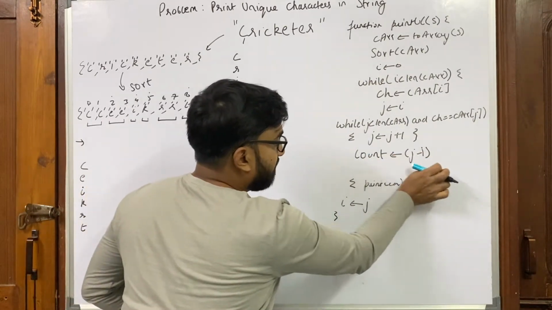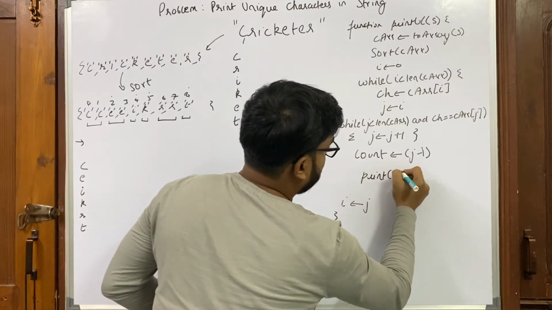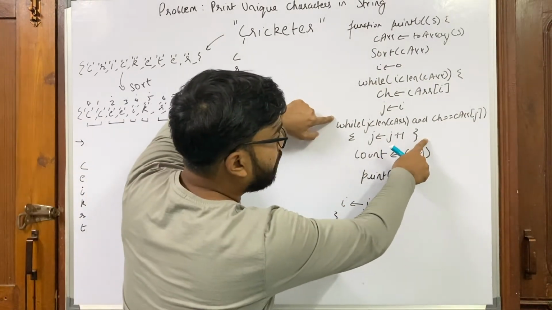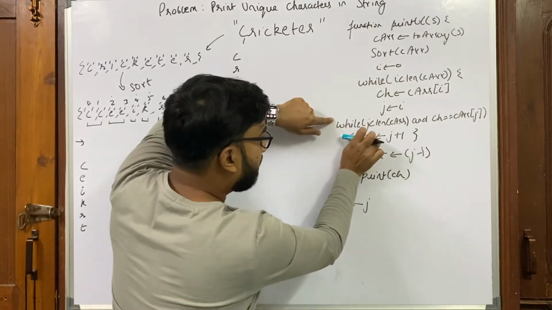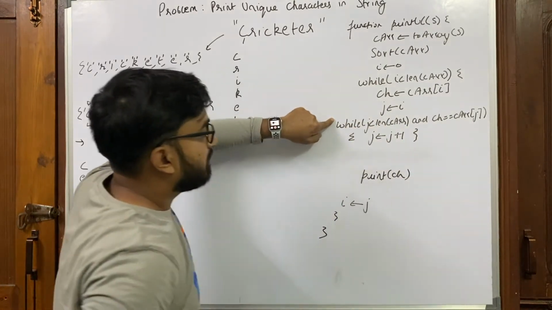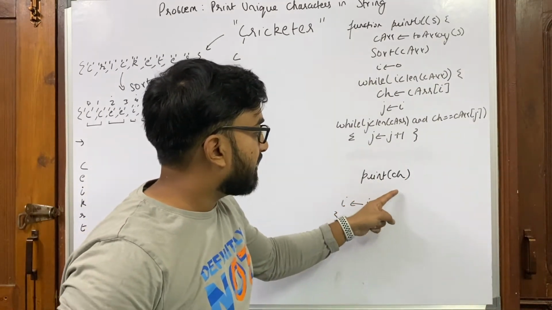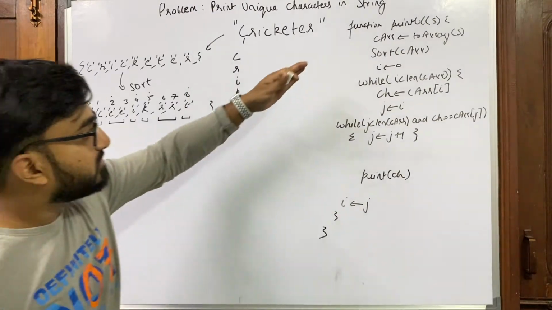So basically, we take these two lines out and simply print ch. Because what this loop is doing is ignoring all the copies of the character ch in order to count. And we don't need this either, because we don't have to worry about the count. So basically you pick up a character, skip all its copies and simply print that character, and then move on to the first copy of the next character. So let's try to run this code.